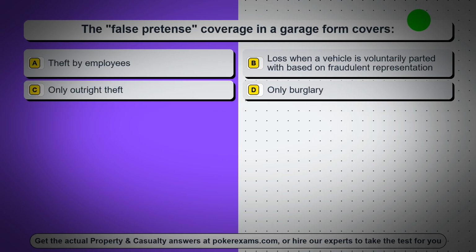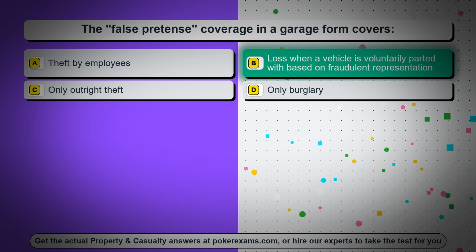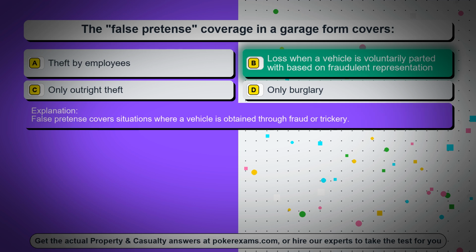Question 17. The false pretense coverage in a garage form covers. Option A. Theft by employees. Option B. Loss when a vehicle is voluntarily parted with based on fraudulent representation. Option C. Only outright theft. Option D. Only burglary. The correct answer is option B. Loss when a vehicle is voluntarily parted with based on fraudulent representation. False pretense covers situations where a vehicle is obtained through fraud or trickery.